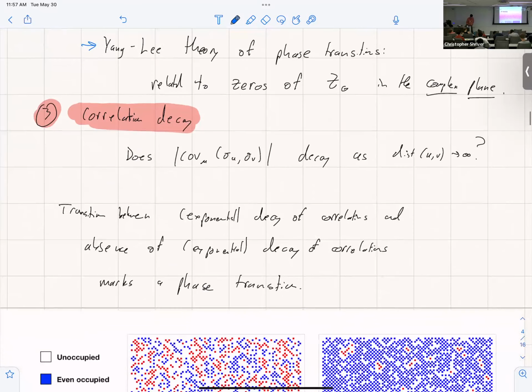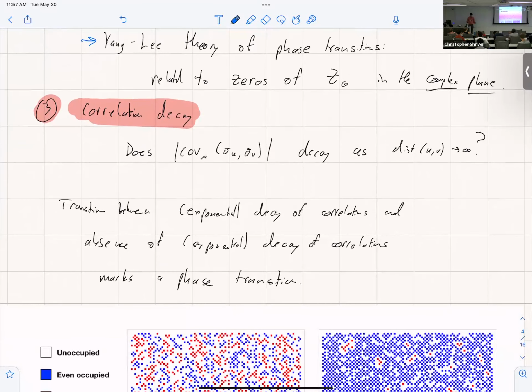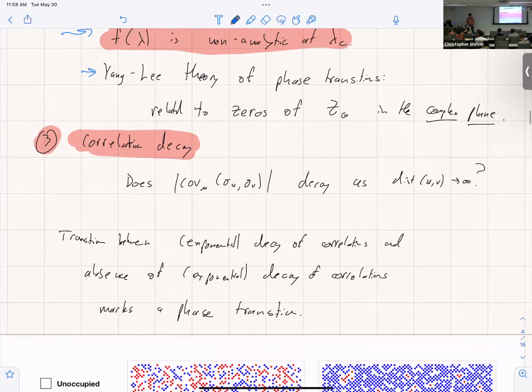A third definition, and this is more probabilistic, is you can ask, for a sequence of graphs or even an infinite graph, let's look at the covariance between the spin value at vertex u and the spin value at vertex v. Does this decay in the distance between u and v, let's say uniformly over your sequence of graphs or in your infinite graph? Does it decay exponentially fast in the distance? Does it decay polynomially fast? And so we can say there's a phase transition if you go from a parameter regime where you have exponential decay of correlations to not having exponential decay of correlations. That would be another definition of phase transition.